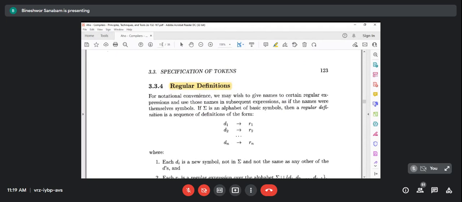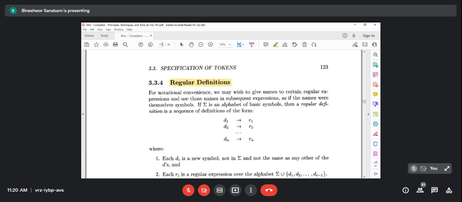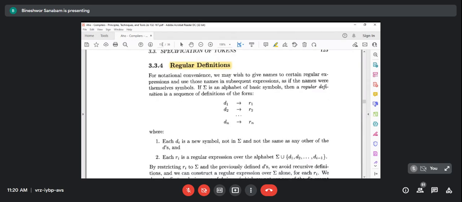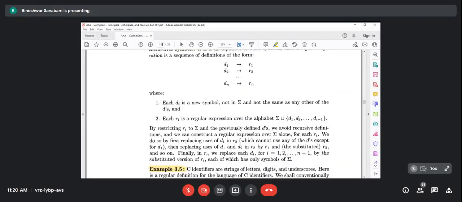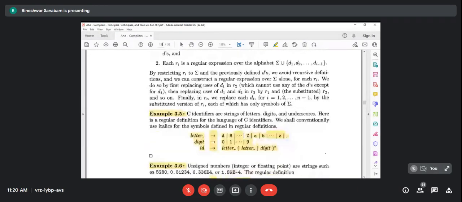There are a few other topics. These topics you must have studied in FLAT, finite automata and other things. So yeah, I'm just highlighting a few of them. So even regular expressions, I have sent you in the notes also. So a few things I'll just highlight over here.